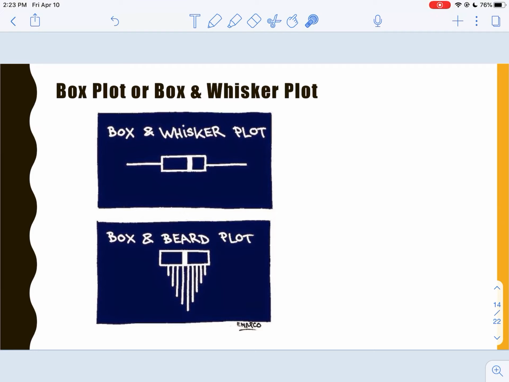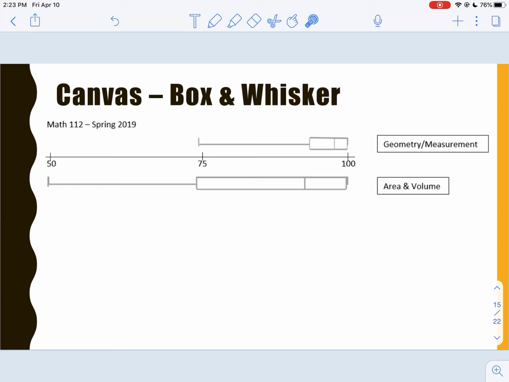One year, a student thought this was actually a real thing, that there was a box and beard plot. There's not. There's no such thing as a box and beard, but I like this little cartoon. So anyway, box and whisker plots are also sometimes just called box plots for short. And so we're going to take a look.